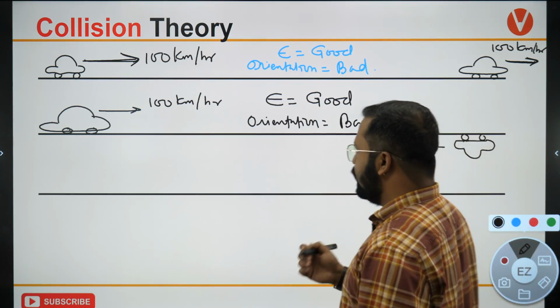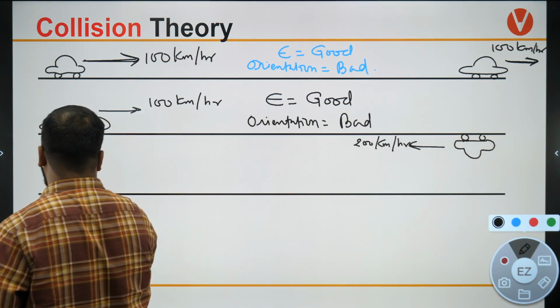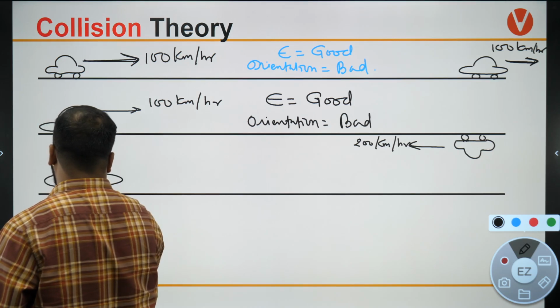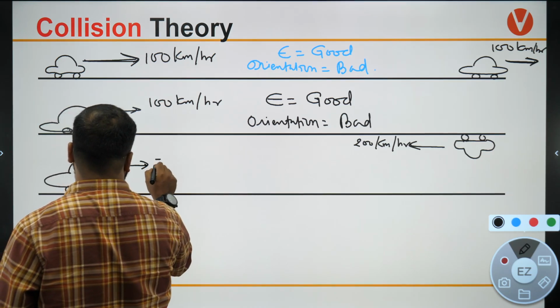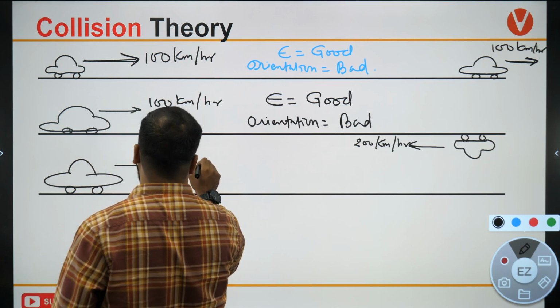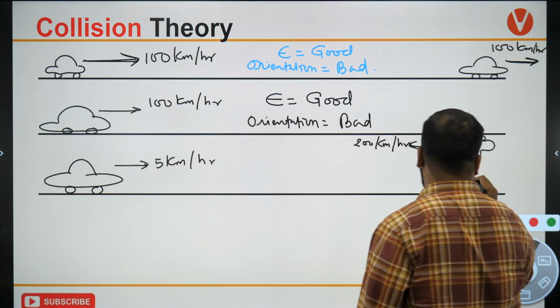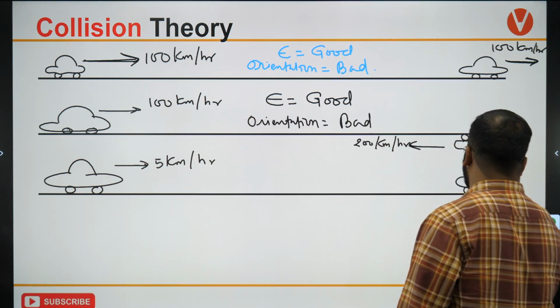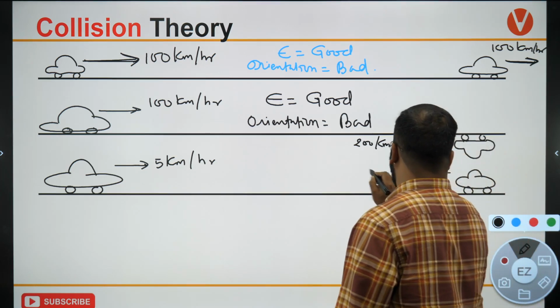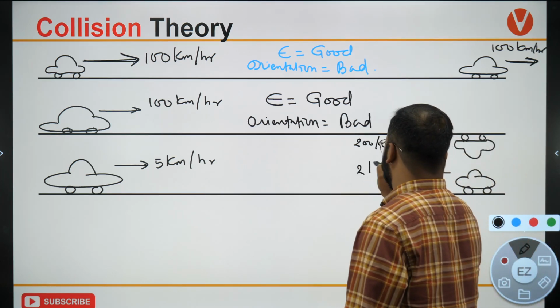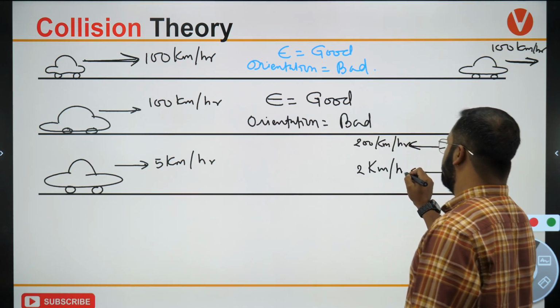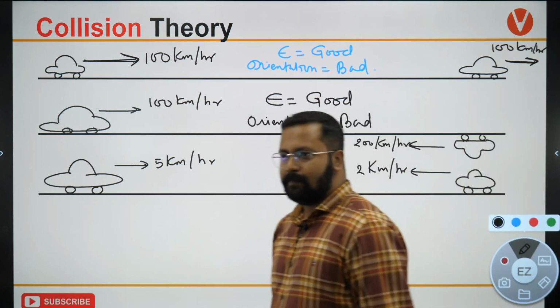Next, this car is moving 5 km per hour. There's another car which is moving with 2 km per hour.